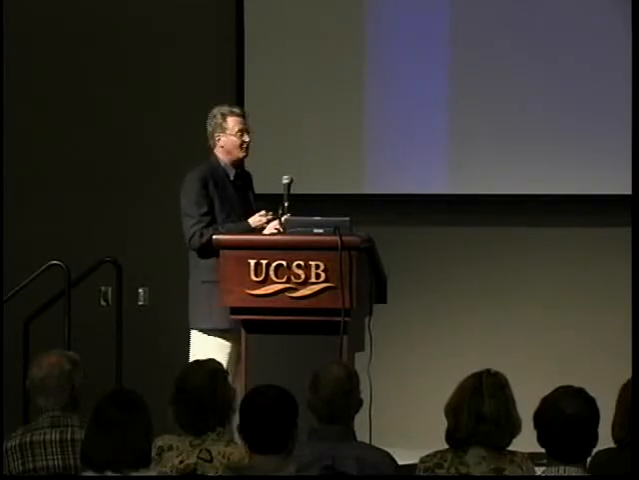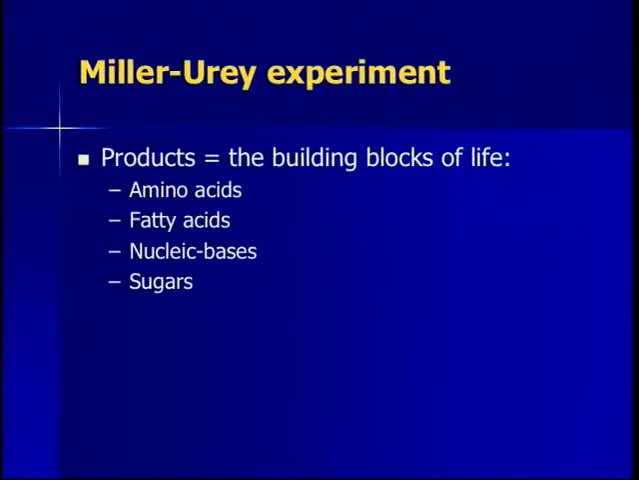And when they did the experiment, they really did find all the building blocks of life. They found amino acids, they found fatty acids, not real long-chain ones. They found things like acetic and propionic. They found many of the nucleobases that you need for RNA and DNA, and they found some small sugars.